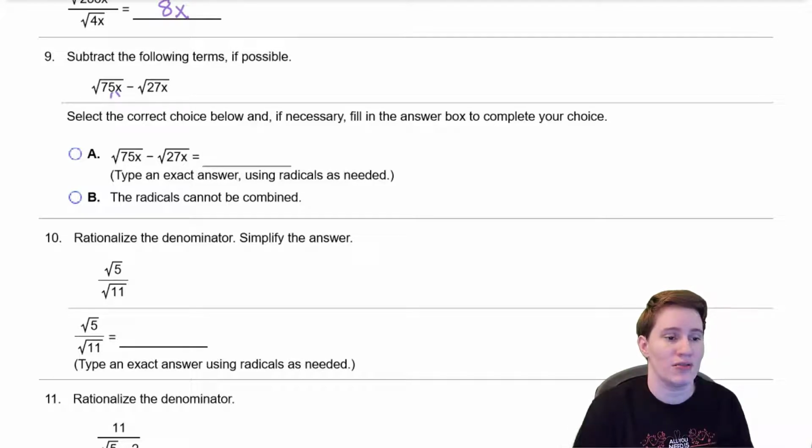So for 75, we want to split this up into 25 and 3. I can square root 25 and get 5.